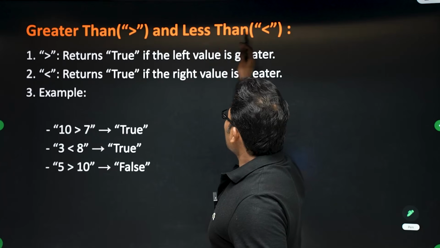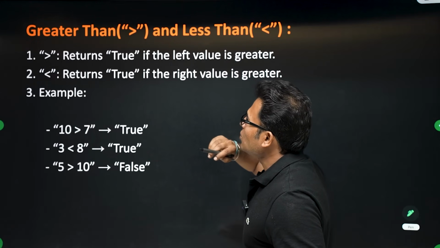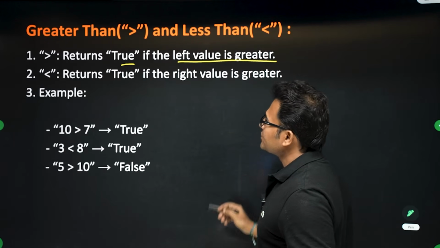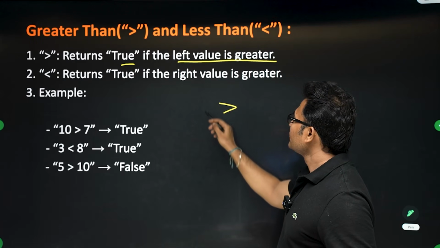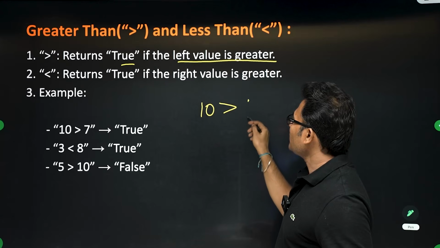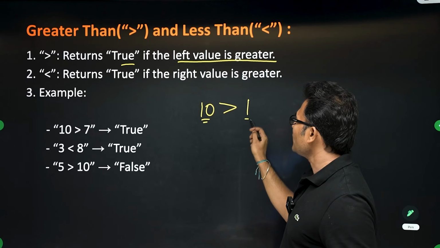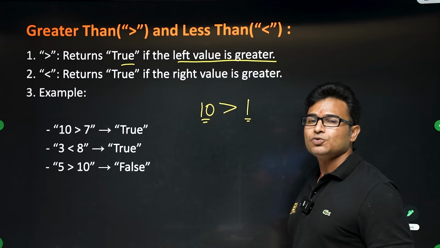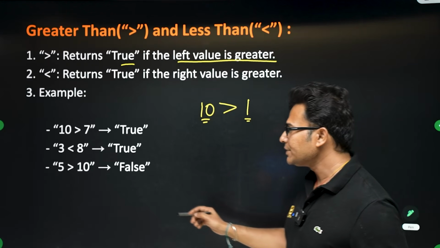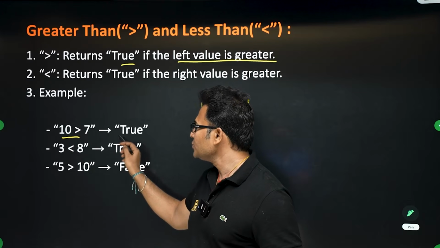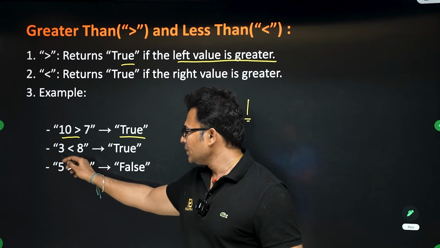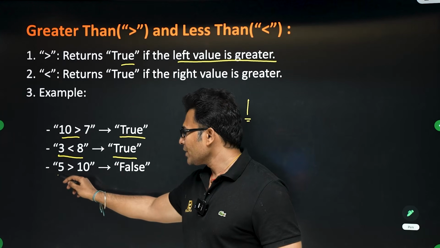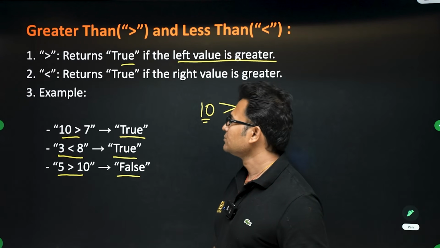Now, greater than and less than symbols. Greater than returns true if the left value is greater. If you have 10 and 1, the left value is greater than the right value, then it is true. See this, 10 is greater than 7, it is true. 3 is less than 8, it is true. 5 is greater than 10, it is false, right?